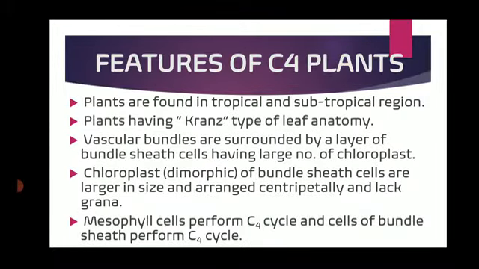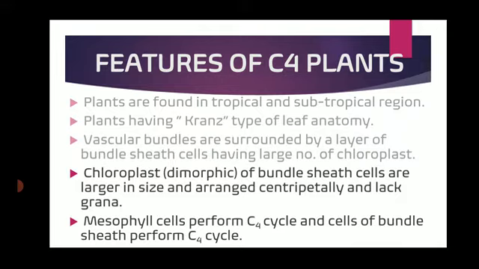Let's go ahead with the features of C4 plants. First of all, these plants are found in tropical and subtropical regions. These plants show Kranz anatomy. What is the meaning of Kranz anatomy? It means the vascular bundles are surrounded by a layer of bundle sheath cells having a large number of chloroplasts. So here the mesophyll cells and bundle sheath cells both participate in the C4 cycle.